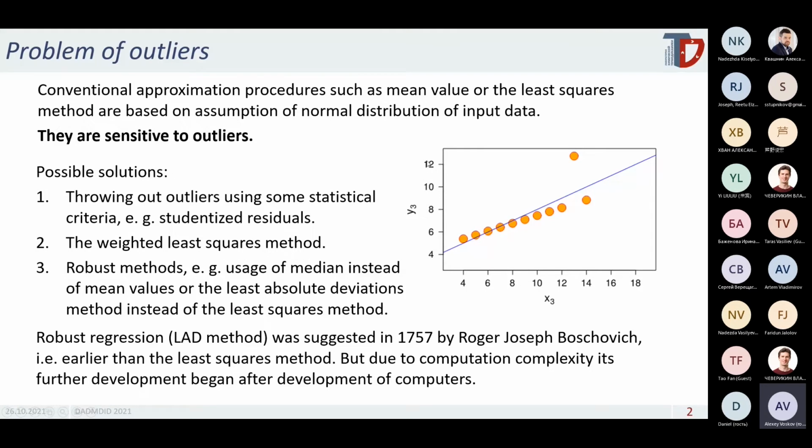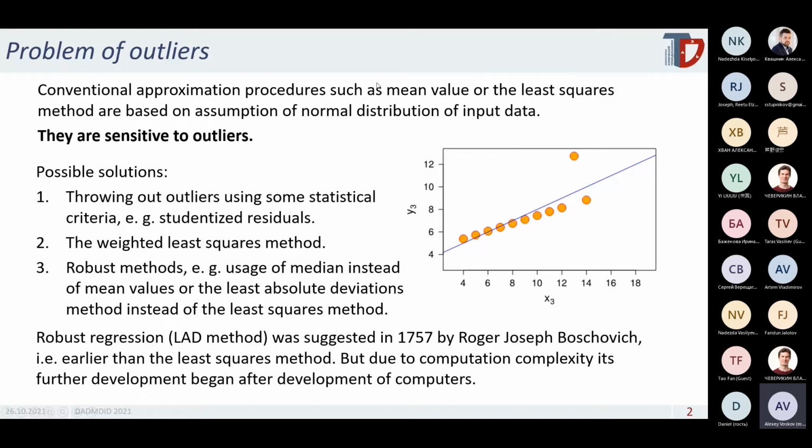For example, here you see some points that are lying almost on a straight line, and you can also see an outlier that lies outside it. And when we try to approximate it by the least squares method, the result is under the very strong influence of this outlier.